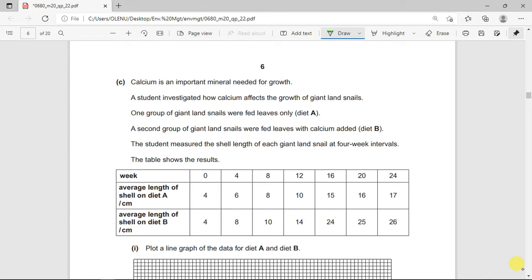Now the next question here is, calcium is an important mineral needed for growth. A student investigated how calcium affects the growth of giant land snail. One group of giant land snail were fed leaves only, and that's diet A, and the second group of giant land snail were fed leaves with calcium added to it, that's diet B. Now the student measured the shell length of each giant land snail at 4 weeks interval. Now the table shows the result.